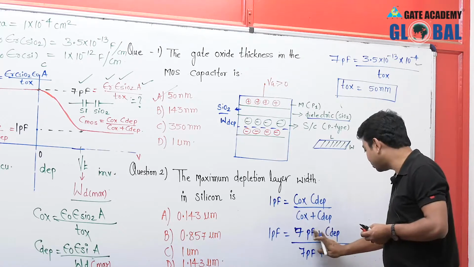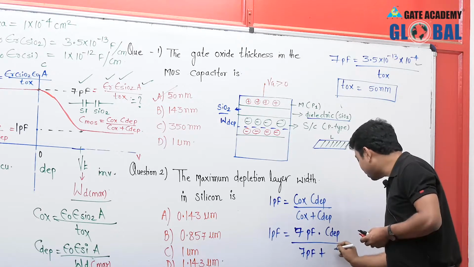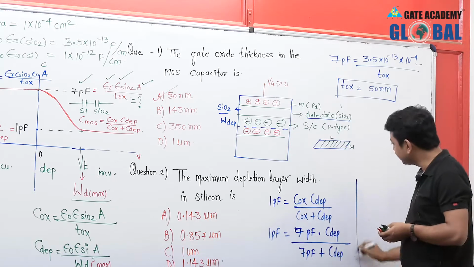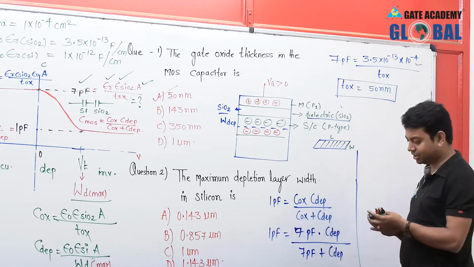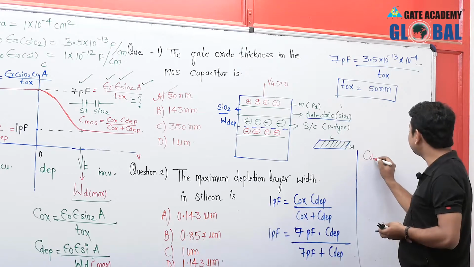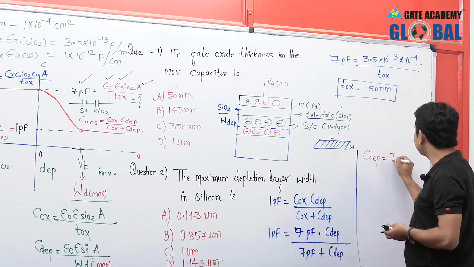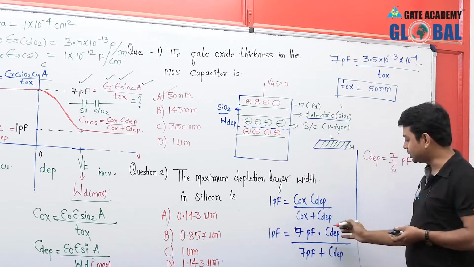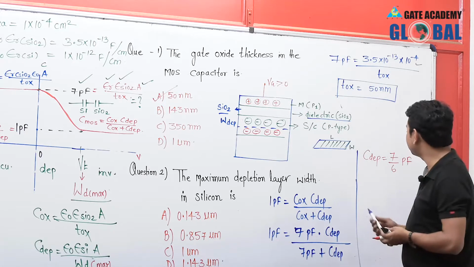Here we have to multiply these two, and we don't know C depletion. That means we have to find out C depletion first. Then we can write the C depletion from this particular equation. This is 7 by 6 picofarad. C depletion will become 7 by 6 picofarad.